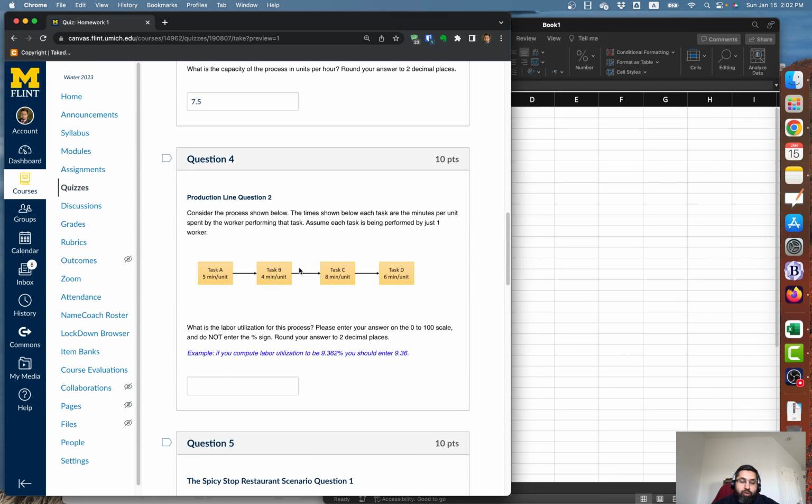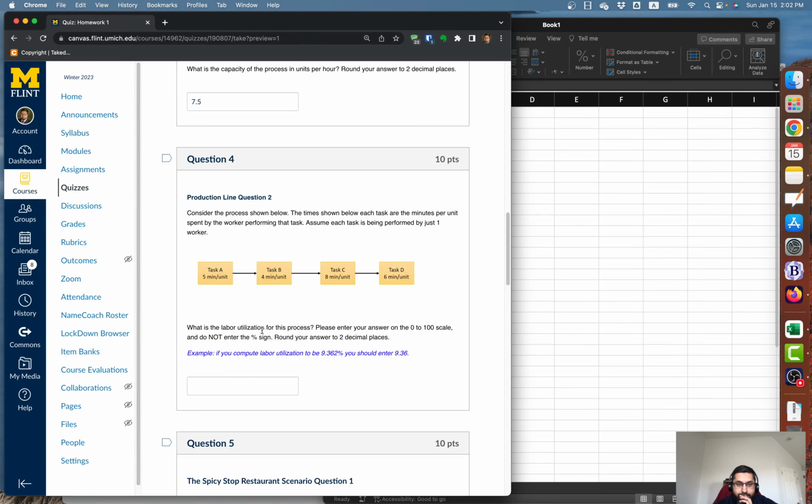So if you look at the lecture, we talk about starvation and blocking, which is the explanation of why the entire process runs at the pace of the bottleneck. So listen to that part of the lecture, understand what starvation and blocking are. The conclusion is that we're going to run at this pace. We're going to run at the pace of 8 minutes per customer.